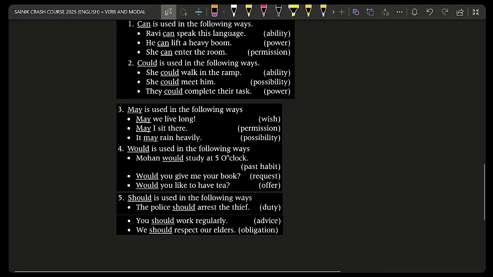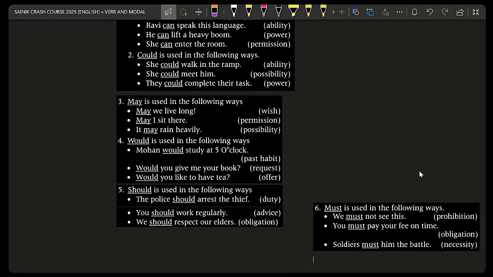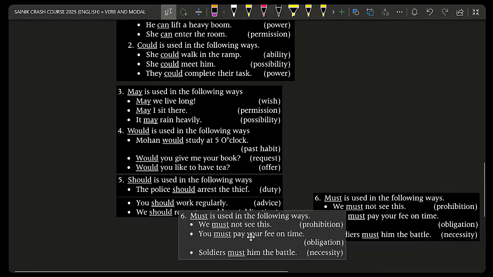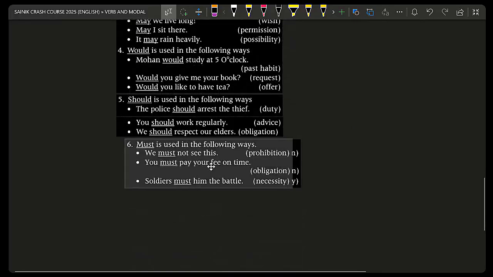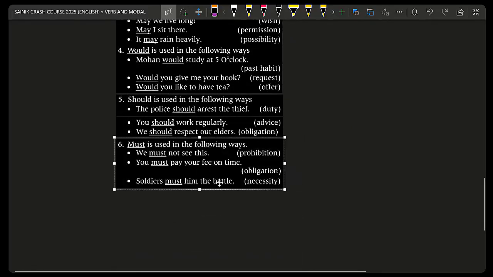And next we discuss must. When we are going to use must. The word must is used in the following ways: for prohibition, that means we are not giving permission, obligation, compulsion, and necessity. Prohibition: We must not see this. This is very terrifying. We must not see this.